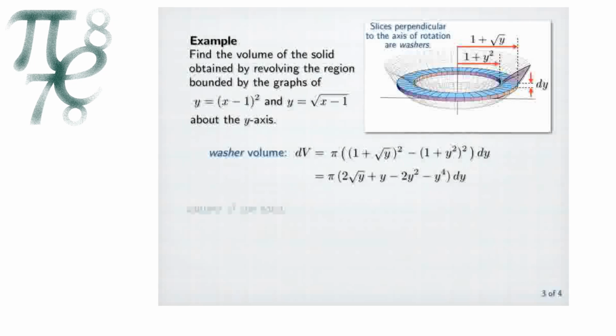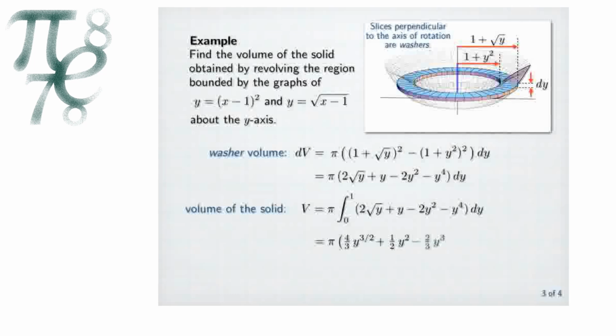Now, the volume of the solid is the integral from 0 to 1 of dv. So we antidifferentiate, obtaining pi times 4/3 y to the 3/2 plus 1/2 y squared minus 2/3 y cubed minus 1/5 y to the 5th, and we evaluate from 0 to 1. The value at 1 is just pi times the sum of the coefficients here, and the value at 0 is 0. We have a common denominator of 30 here, and when we do the arithmetic, we end up with 29 over 30 times pi.